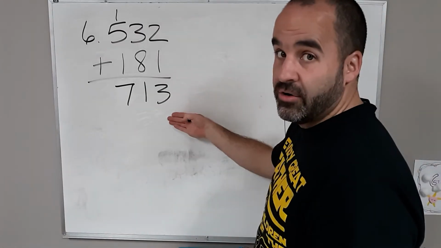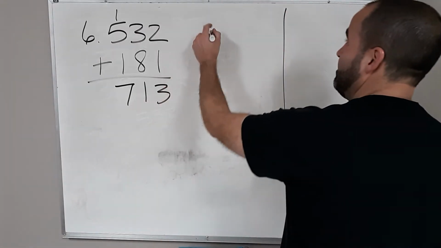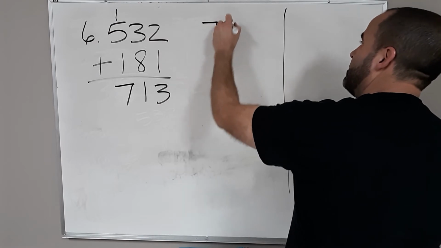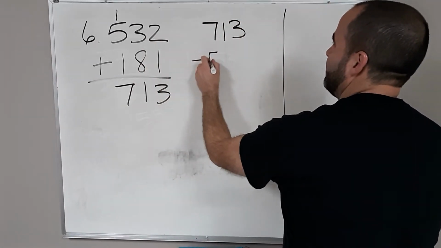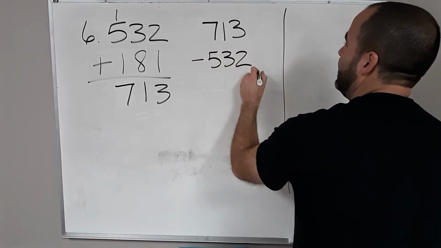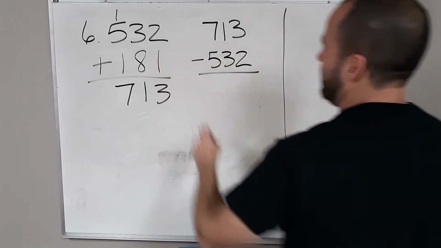Now let's see if 713 is correct. So I can do the same thing. Take my sum, 713, and I'm going to subtract 532, the top number, and now I should get 181.